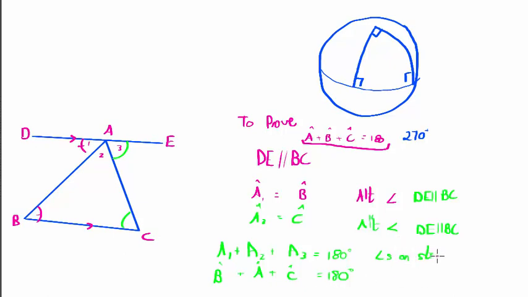So angles on straight line. Okay, notice how we've used two things. We've assumed these things are true in order to make this proof. One of the things we assume is that the angles on a straight line is 180 degrees.